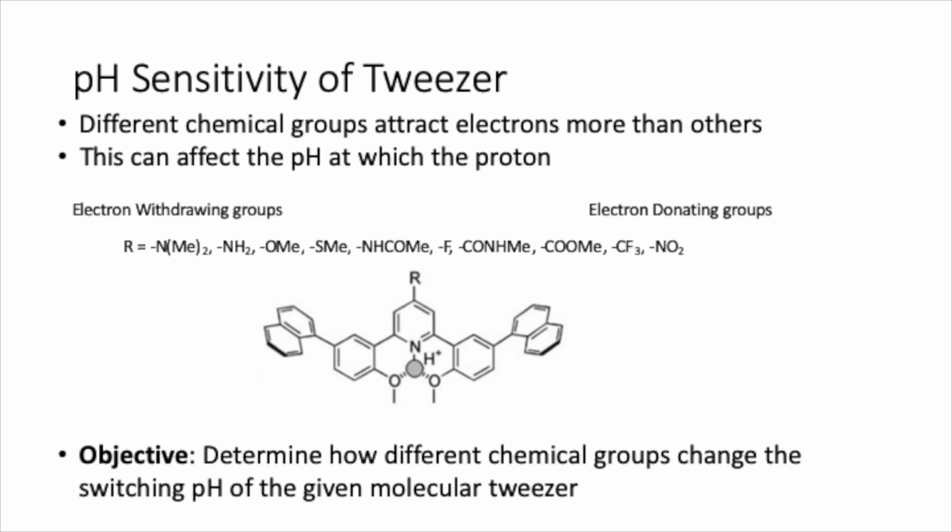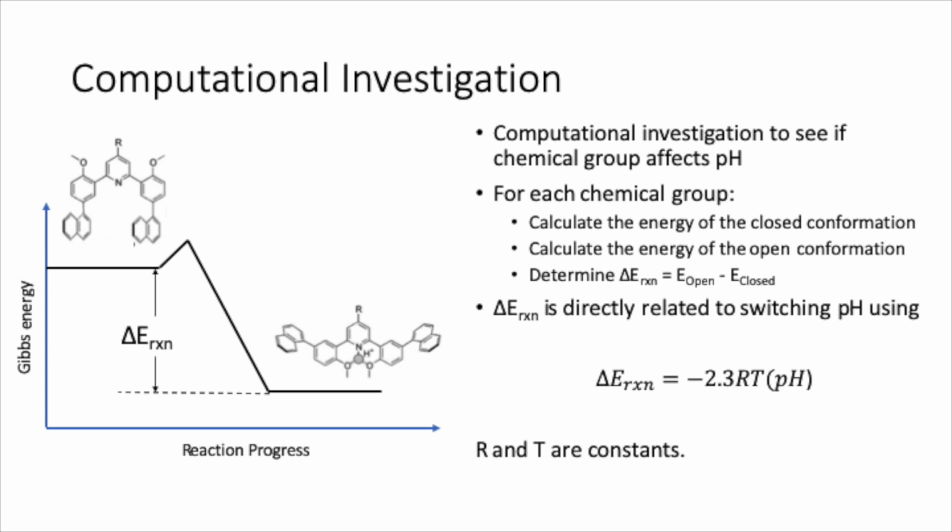molecular tweezer. First, we performed a computational investigation into our hypothesis. For each chemical group, we computed the energy difference between the open and closed conformations of the tweezer. This energy difference is directly related to the pH at which the tweezer should open, as given by the equation on the slide.